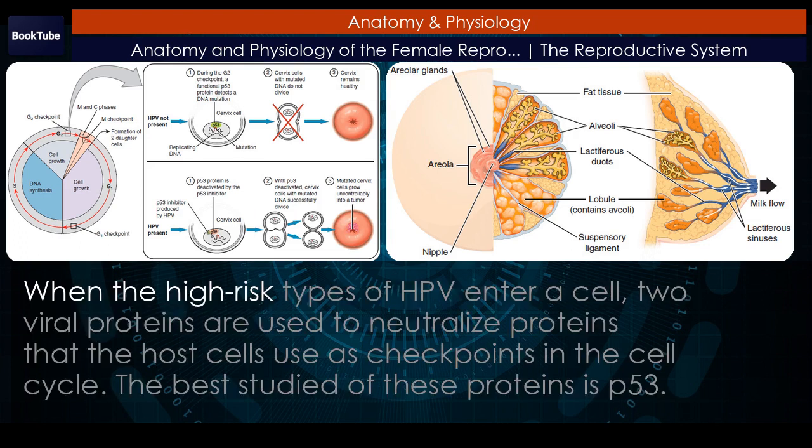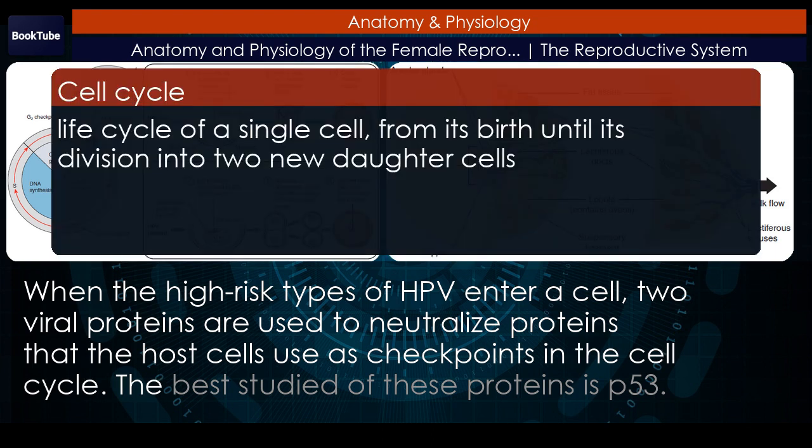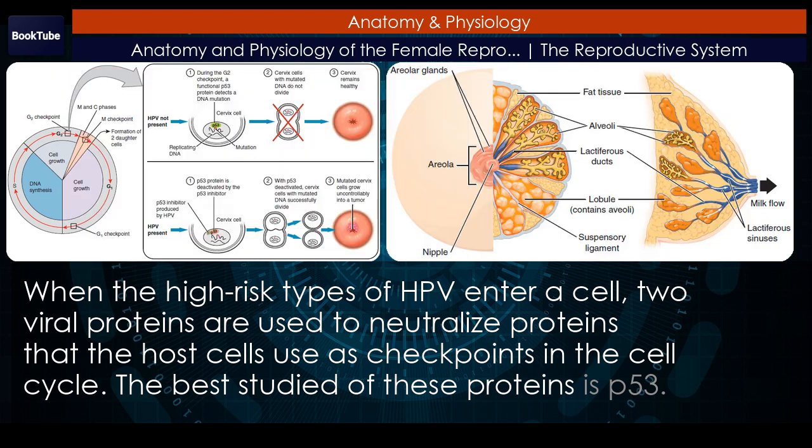When the high-risk types of HPV enter a cell, two viral proteins are used to neutralize proteins that the host cells use as checkpoints in the cell cycle. The best studied of these proteins is p53.